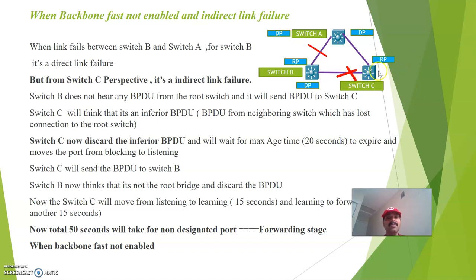So this delay will be 15 plus 15, totally 30 seconds, so there will be a total of 50 seconds delay. The first is the maximum age timer, that is around 20 seconds. Then listening to learning is 15 seconds and learning to forwarding is another 15 seconds. So there will be a total of 50 seconds time delay for moving from a non-designated or blocking port to the forwarding state. So this is the scenario when backbone fast was not enabled.